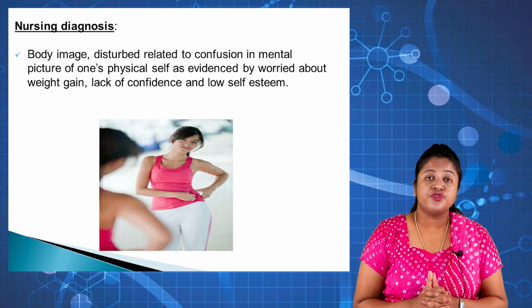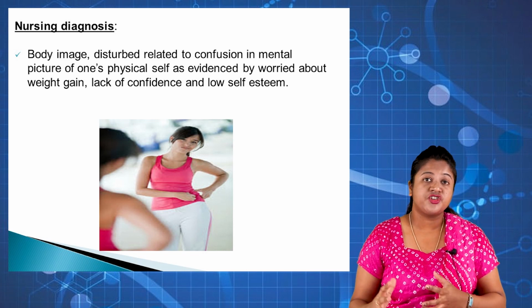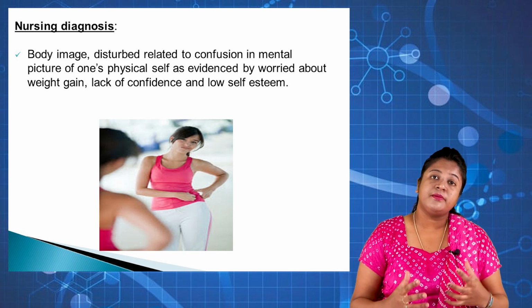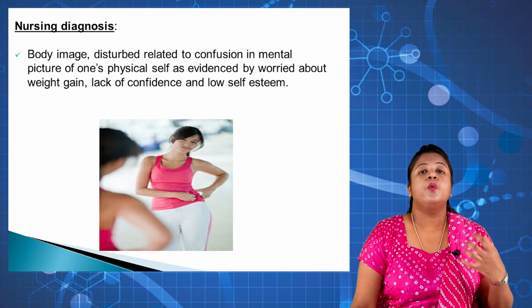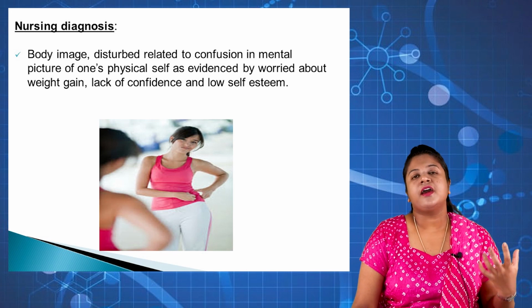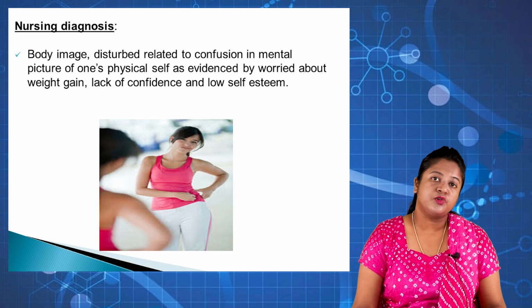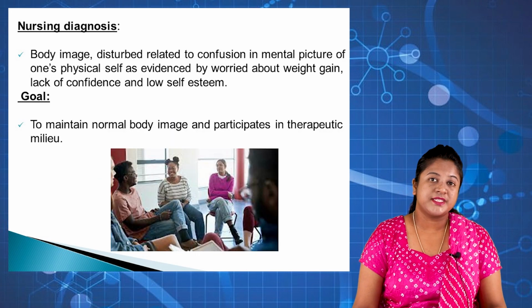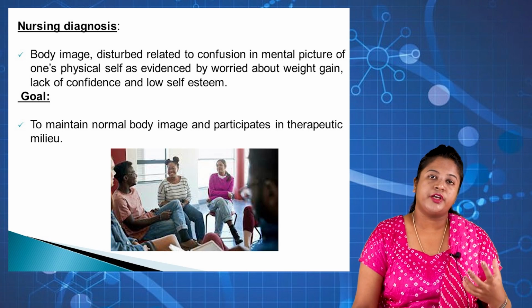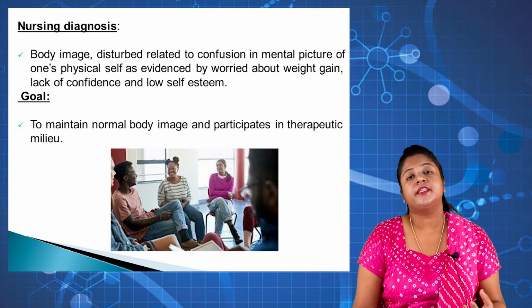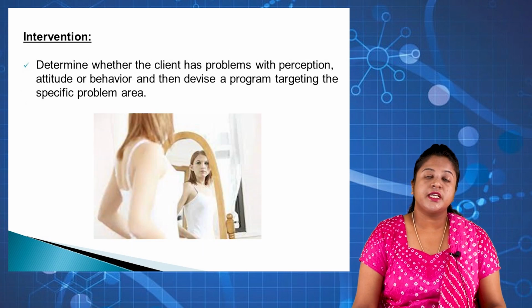The next nursing diagnosis we have is disturbed body image related to confusion in the mental picture of one's physical self, as evidenced by worry about weight gain, lack of confidence, as well as low self-esteem. What is the goal to be set? The goal here is to maintain the normal body weight or body image and participate in the therapeutic milieu. What are the nursing interventions?